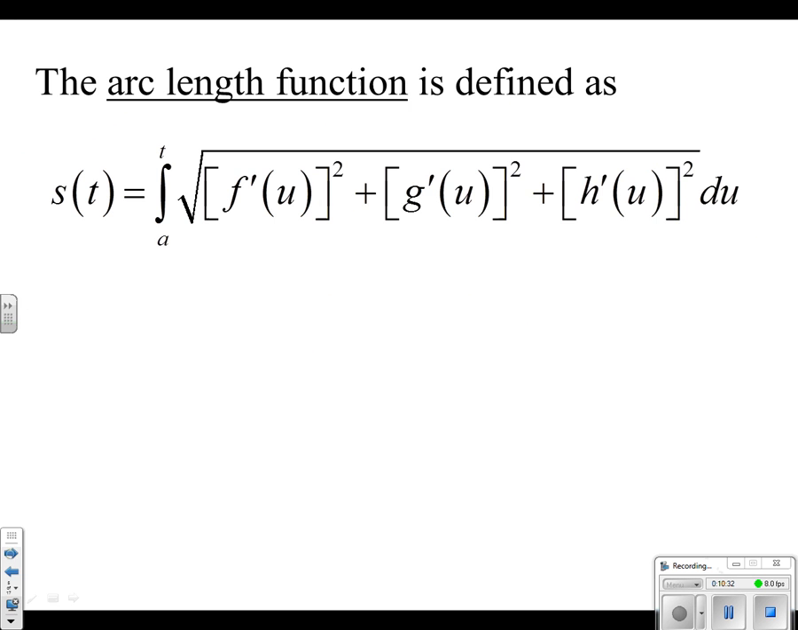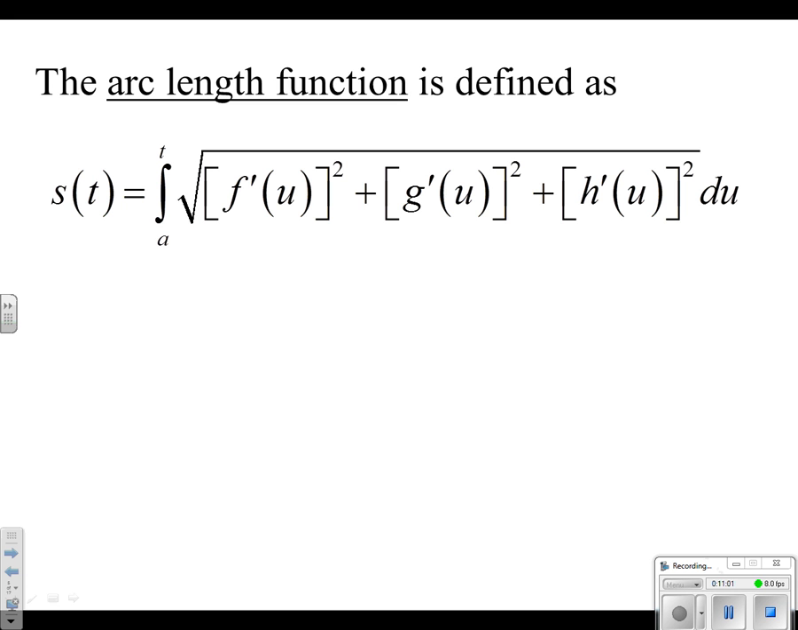So we're going to think about what's called the arc length function. Now, this is the same formula as we saw at the beginning, except that now rather than it being a number, the arc length, the length of the curve from one point to the other, it's a function of t. Now we're taking the integral from a to t. And so this would then allow me to calculate the arc length at any point.